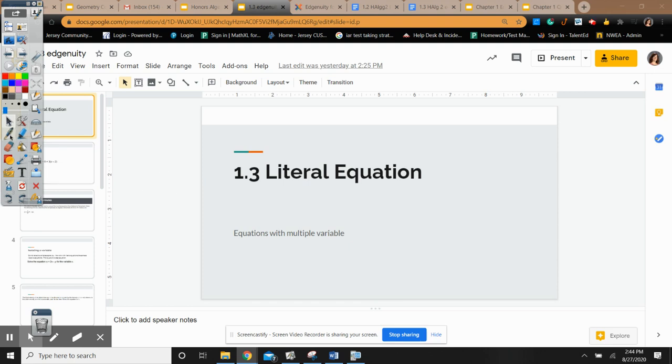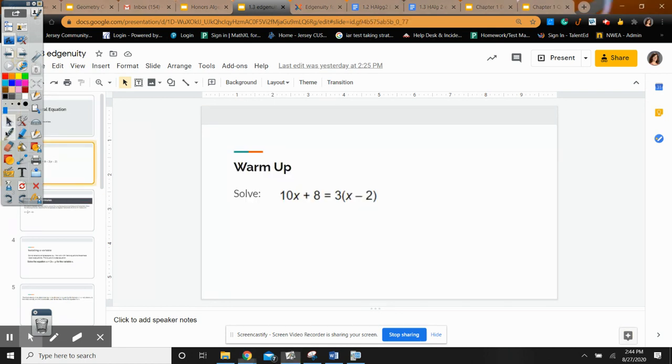Hi guys, today we're going to talk about literal equations. Literal equations are just equations that have multiple variables. A lot of you may have called them formulas. Those are the types of things we're looking at today. We're going to start with a little warm-up, so if you want to pause it and work ahead, that's fine.